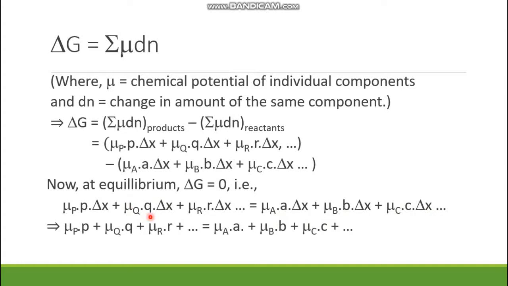Now delta x can be taken as common in the left hand side, and the same can be done in the right hand side, and this delta x would cancel the other delta x. So only everything except delta x is left behind in this equation. The left hand side would become mu p into small p plus mu q into small q, and so on. And in the right hand side, what is left? Mu a into small a plus mu b into small b, and so on.